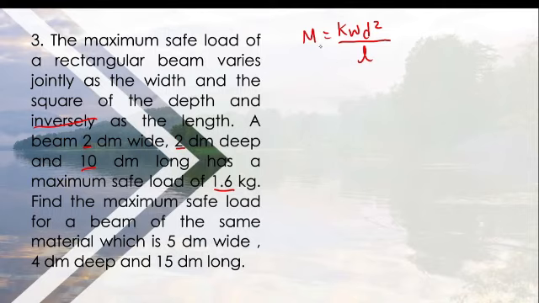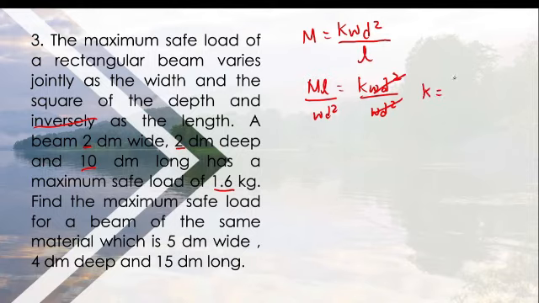So, para makuha yung constant, cross-multiply ML. ML is equal to KWD squared. Copy lang. Tapos, divide both sides dun sa kasama ng K, which is WD squared. So, cancel na to. Ang constant natin ngayon ay equal to ML over WD squared.